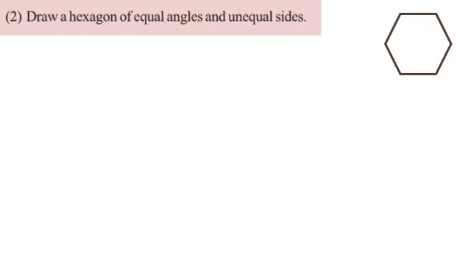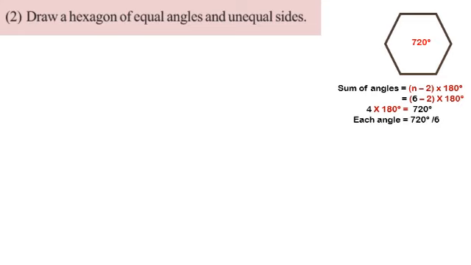When we substitute it into the equation (n minus 2) into 180 degree, we get (6 minus 2) into 180 degree. That is 4 into 180 degree equal to 720 degree. We know here all angles are equal. So each angle equal to 720 by 6, that is 120 degree. So here hexagon of equal angles means each angle is 120 degree.